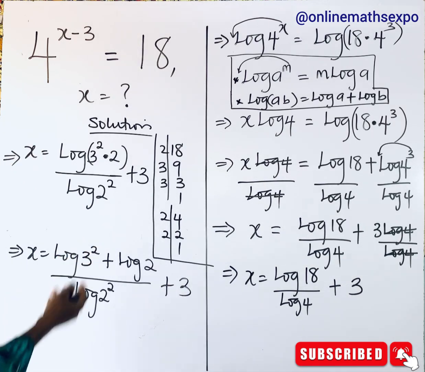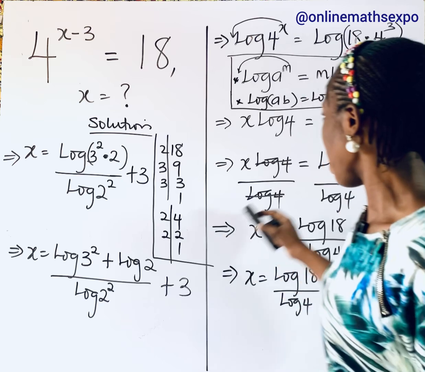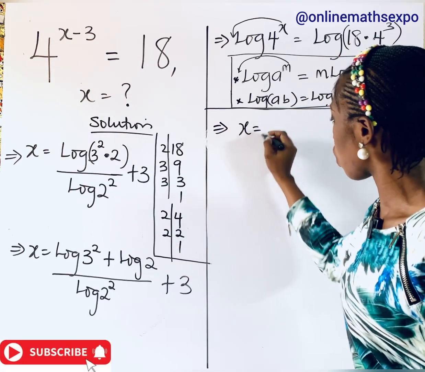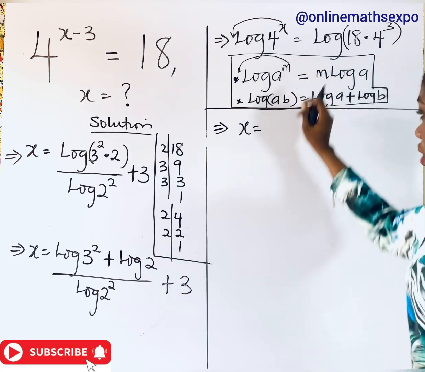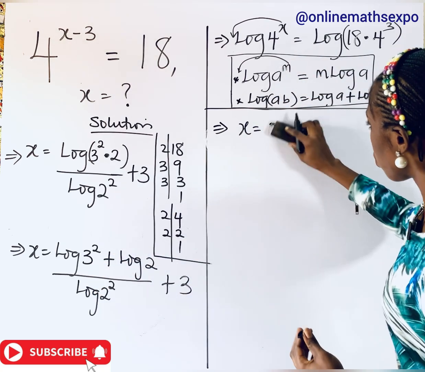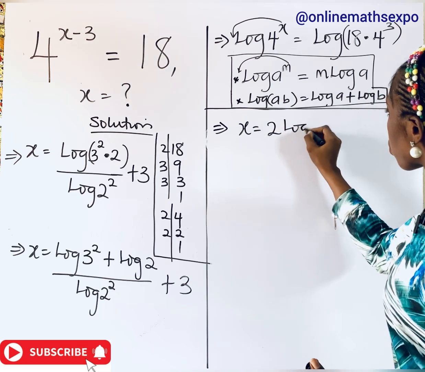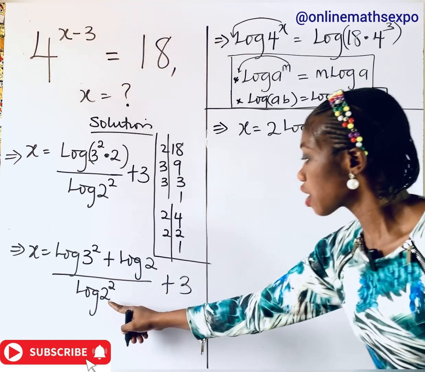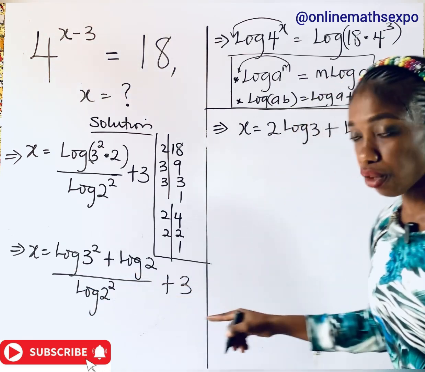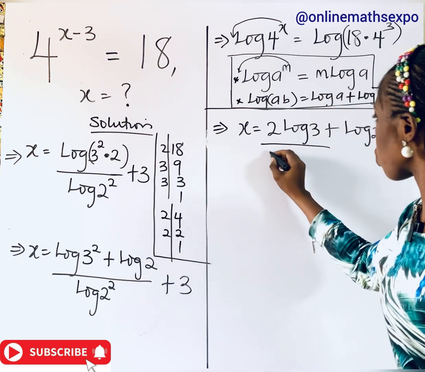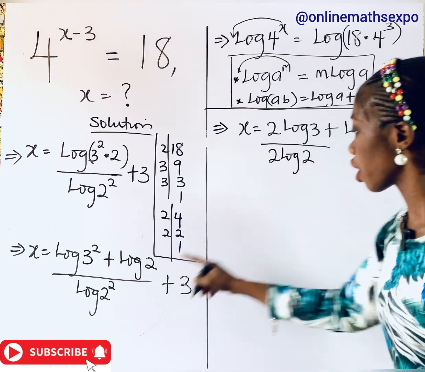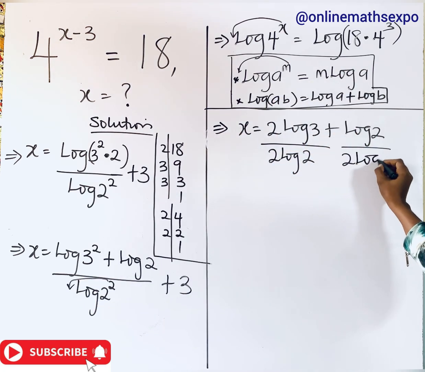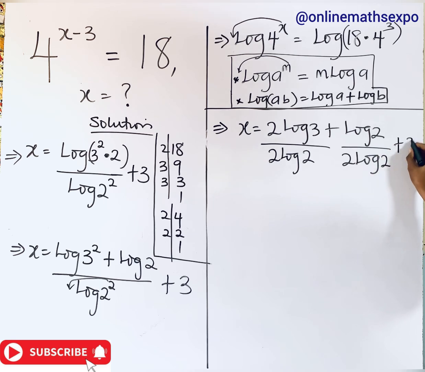So what do you do next? We keep simplifying till we get the value of x. This will now give us x is equal to, for this, we apply this. So we're going to have 2, this will give us 2 log 3 plus log 2. We can now split this denominator to each of these. So it becomes, this will give us 2 log 2, okay? Take this here, okay? Then also use it to divide this. We have 2 log 2, then plus 3.